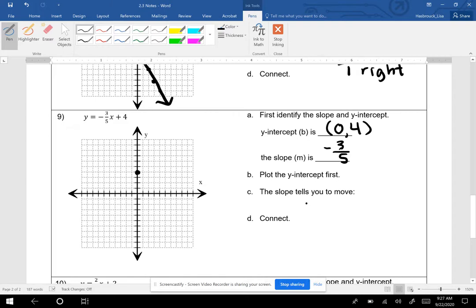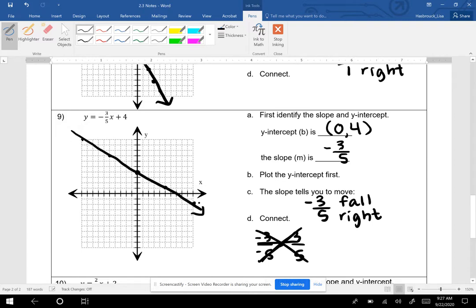That negative sign needs to go with the 3 or the 5, but not both. The reason we can't make it a negative 3 and a negative 5 is because a negative over a negative would equal a positive, and this slope is not positive. So I'm going to put it with the 3. If it's a negative 3, that means we fall 3, and then we'll go right 5. So from my y-intercept, I go down 3, right 5, down 3, right 5. Going back to my y-intercept, I can also go up 3 and back 5, up 3 and back 5. And we want to connect those points with a line and arrows on either end.